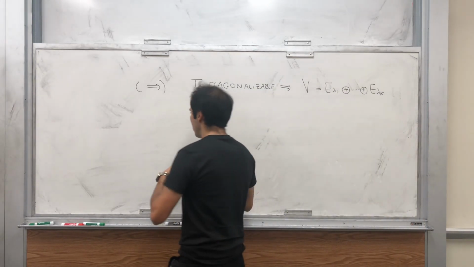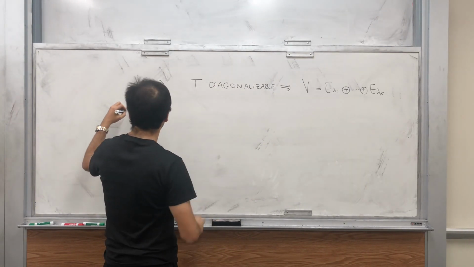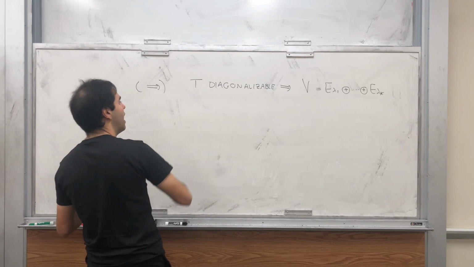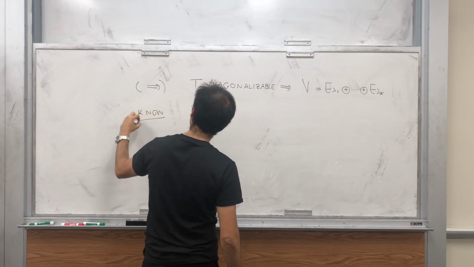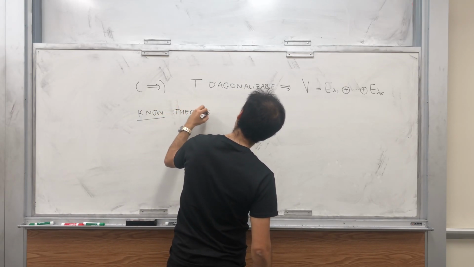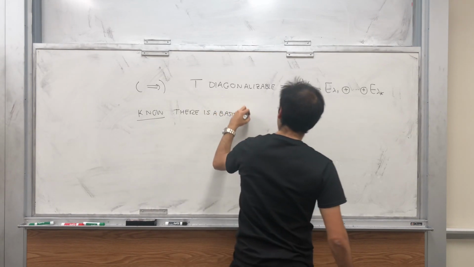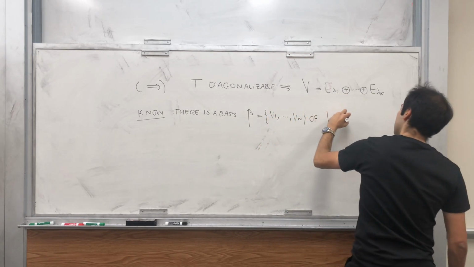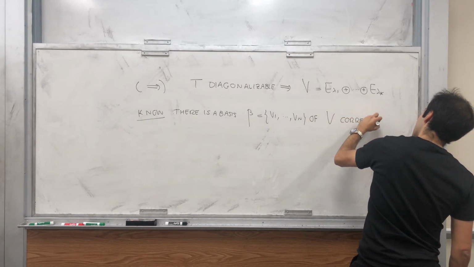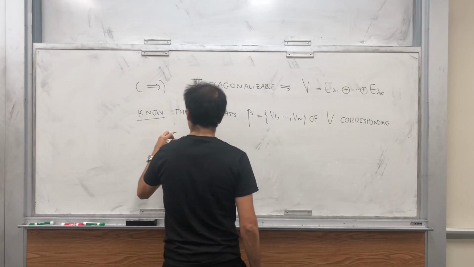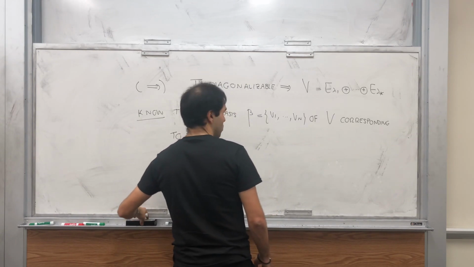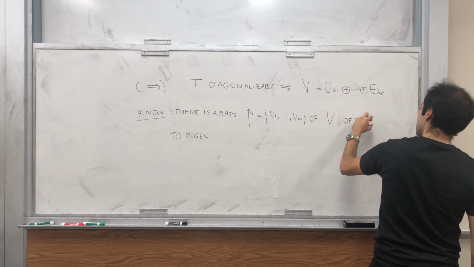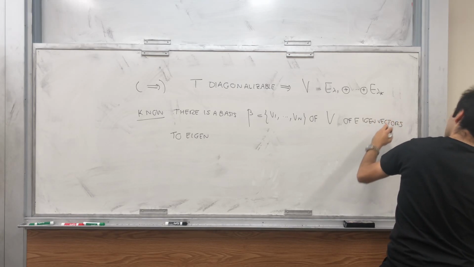All right, and what do we want to show? So first of all, what do we know? Because T is diagonalizable, we know that there exists a basis of V of eigenvectors of T. So there is a basis beta, which is v_1 up to v_n, of V, consisting of eigenvectors of T.